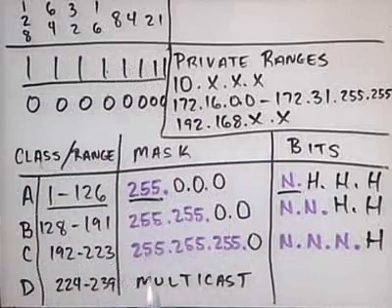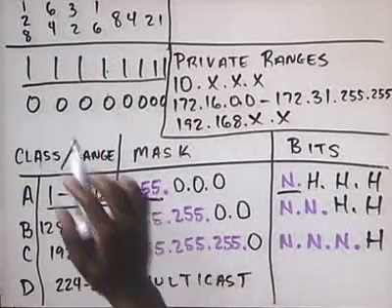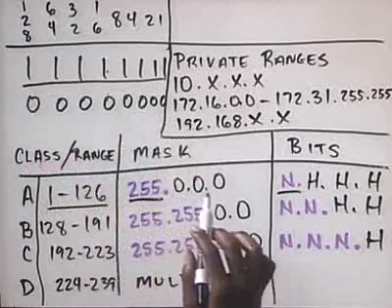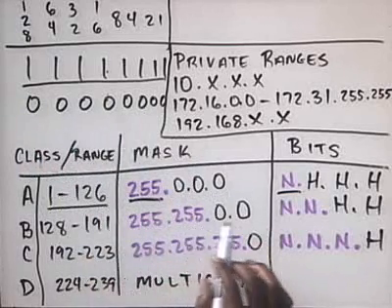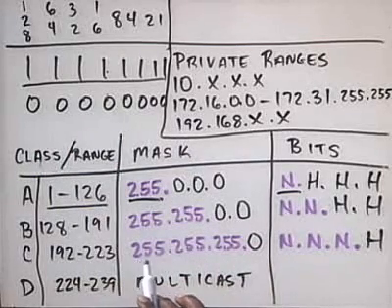So the Class A mask is an 8-bit mask, 255.0.0.0. Class B has a 16-bit mask. Class C has a 24-bit mask.